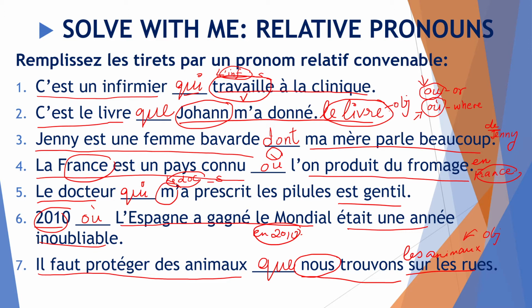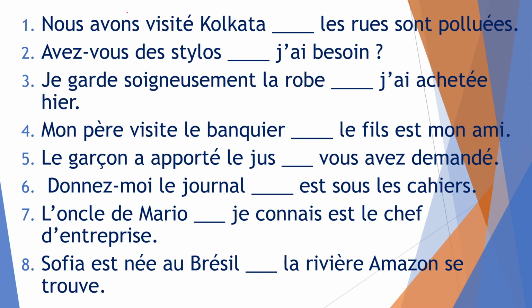Okay, next. Nous avons visité Kolkata — les rues sont polluées. Now this can be done in two ways depending on how you interpret it. So the first sentence will be nous avons visité Kolkata. The second sentence can differ. In one case it will be les rues à Kolkata, the roads in Calcutta. The second sentence could be les rues de Kolkata, the roads of Calcutta. So depending on which way you take it, your answer will change.